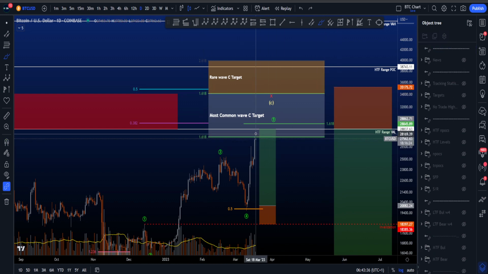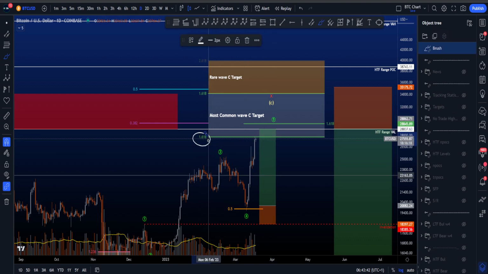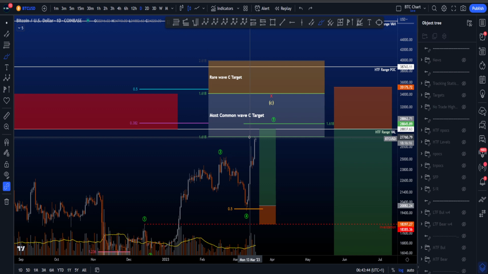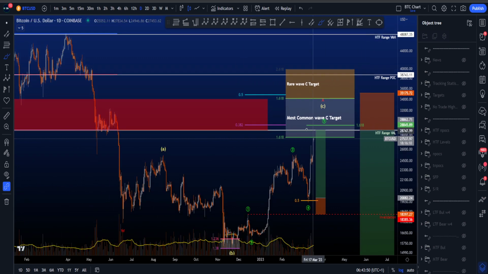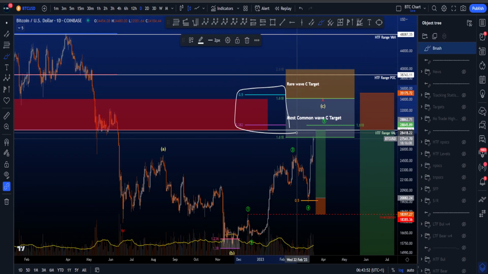Now, when we look at where wave C might end, this is the most common wave C target area. As you can see, we now hit the minimum target for this most common wave C target area, with the 1.618 at about 27.7K. And the maximum target of this most common wave C target area is 34K. On the left side, you see two Fibonacci pulls.